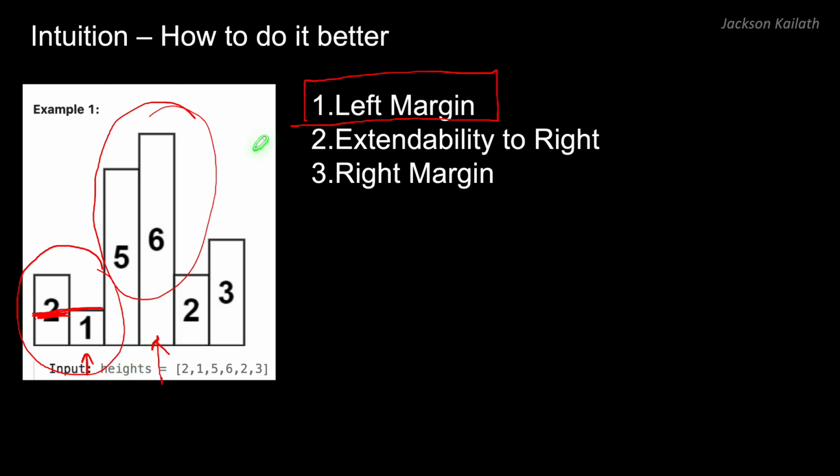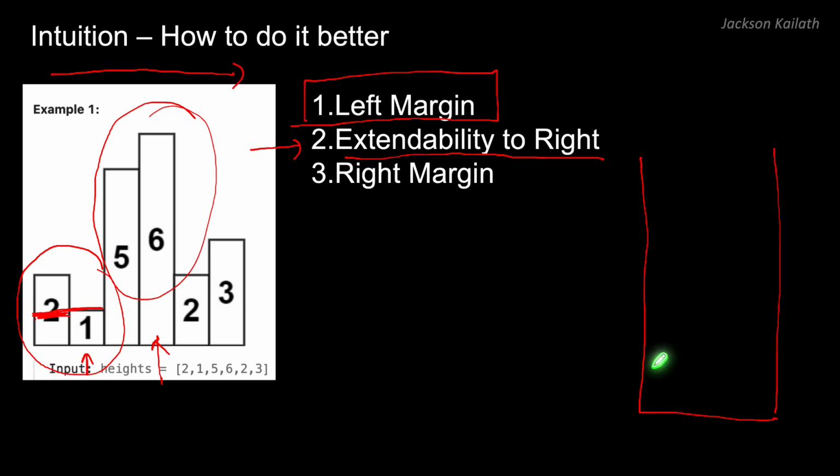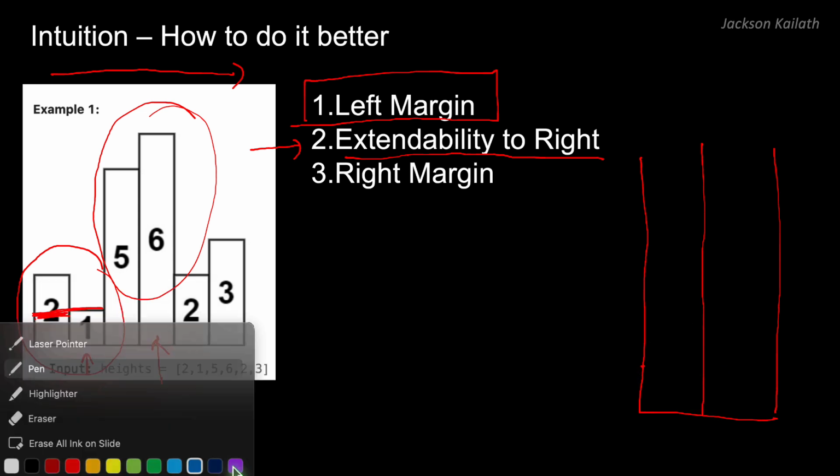This is where we come to the second point, and I've just called it extendability to the right. You'll come to know why I've mentioned this in a minute. I've mentioned to the right because we'll be doing one pass from left to right, going from index 0 to the last index of the heights array which is given to us. And we will be using a stack over here, and in the stack, we'll store two values. So let me just write it in this manner and see what's happening.